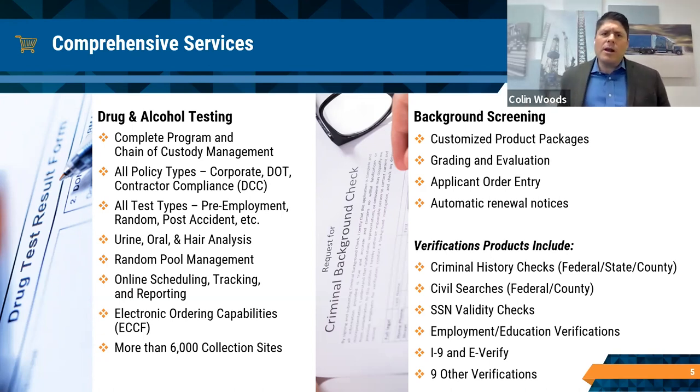Some of the background check products you can see there include various criminal checks, civil searches, certainly Social Security validity checks to just validate that this individual is who they say they are, and then verification products ranging from education, employment, personal, and license verification.